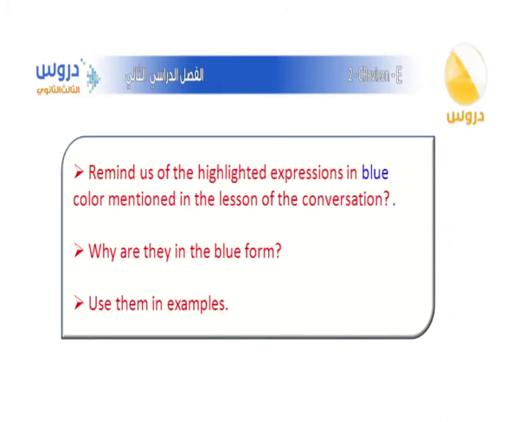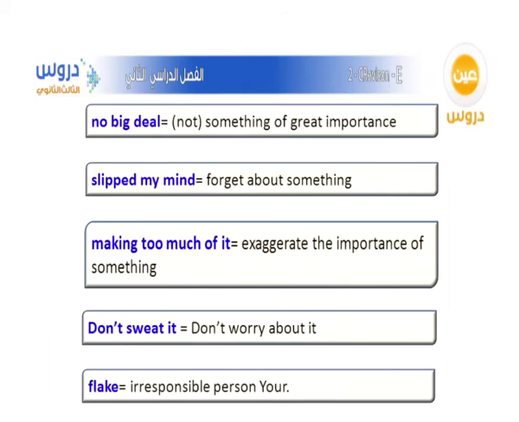I will show you statements or sentences and you will see the highlighted expressions in blue. You will tell me why they are in blue, and we will use them together in examples. No big deal. Look at these words, Fatima. No big deal. Slipped my mind. Making too much of it. Don't sweat it. And flake.